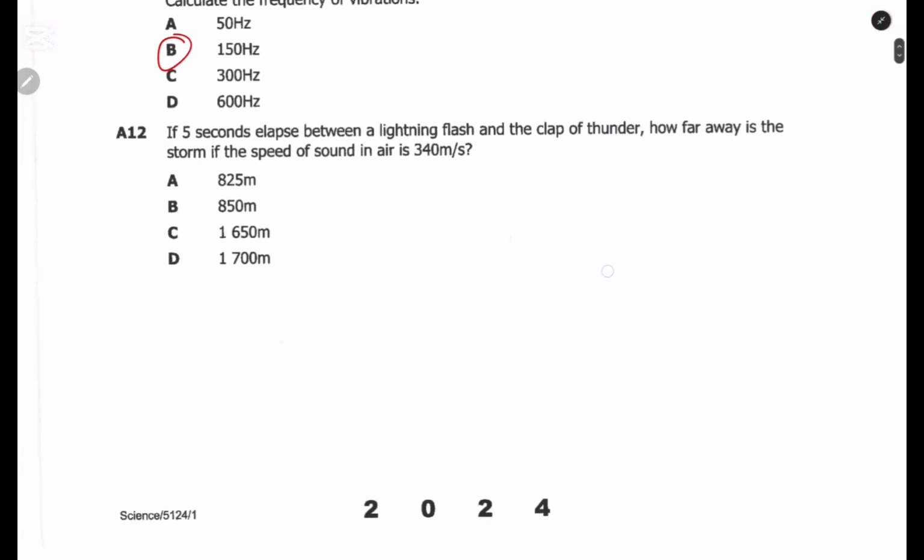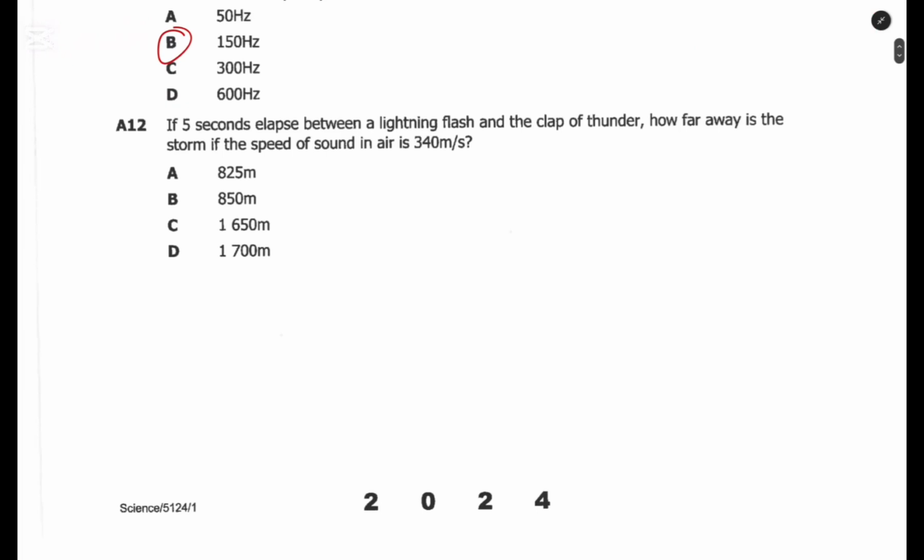Question 12, if 5 seconds elapse between a lightning flash and the clap of the thunder, how far away is the storm if the speed of sound in air is 340 meters per second? Okay, if 5 seconds elapse between a lightning flash and the clap of the thunder, how far away is the storm if the speed of sound in air is 340 meters per second?